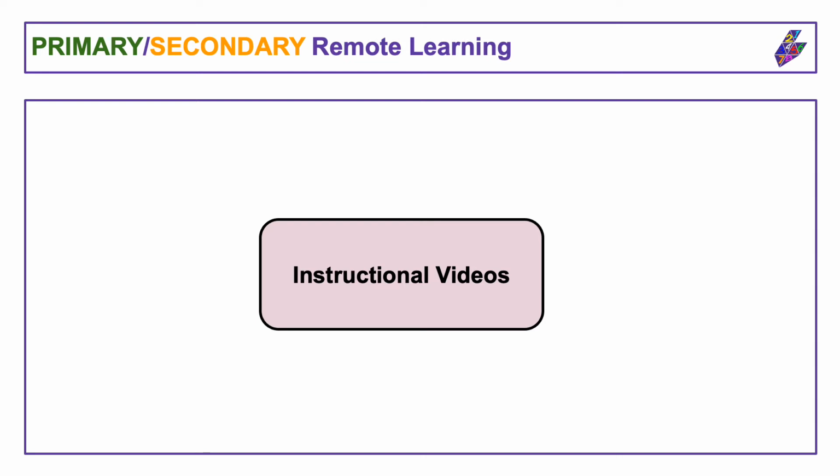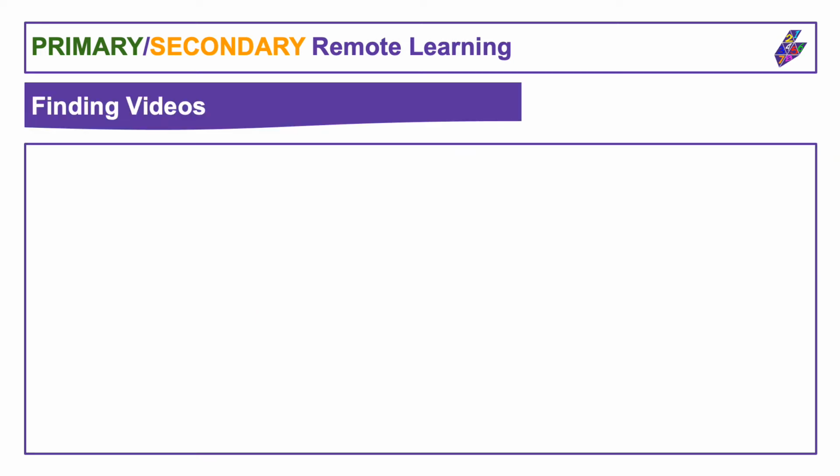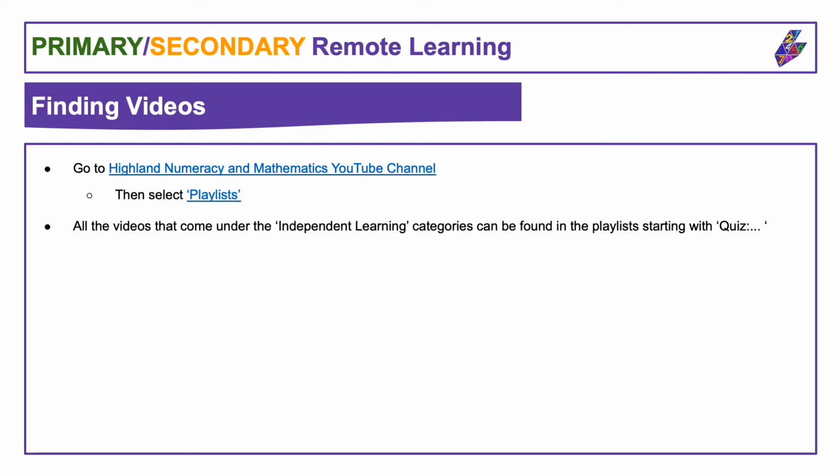So those were the materials available on the Digital Learning Hub, and we'll now move on to the use of instructional videos. So in terms of finding the videos, if you go to the Highland Numeracy and Mathematics YouTube channel, it should come up if you just search within YouTube for it, and then select playlists.